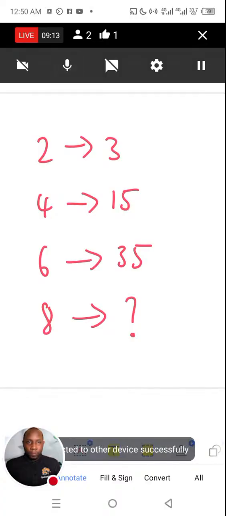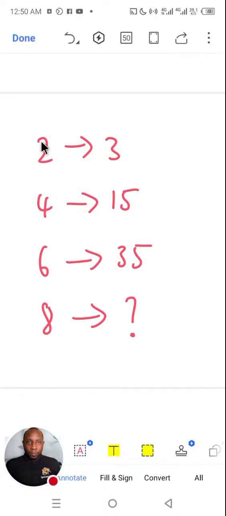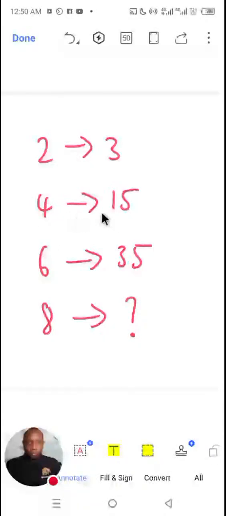Okay, I think I'm just going to do it. Let me just work this one out. If you see the pattern very well, you will observe that if you square 2 and subtract 1, you get 3. If you square 4, you get 16, and 16 minus 1 is 15.